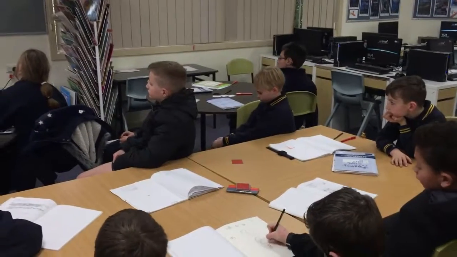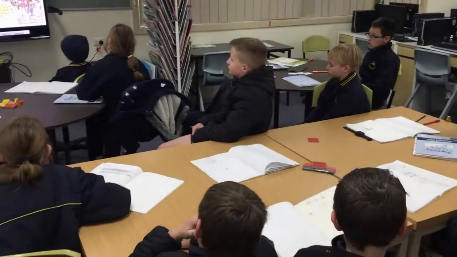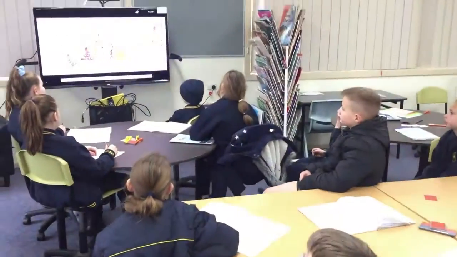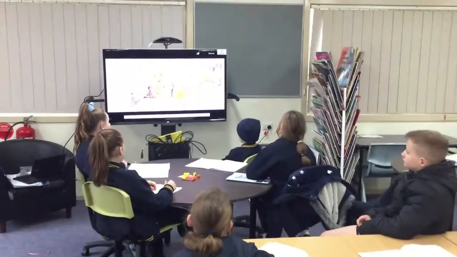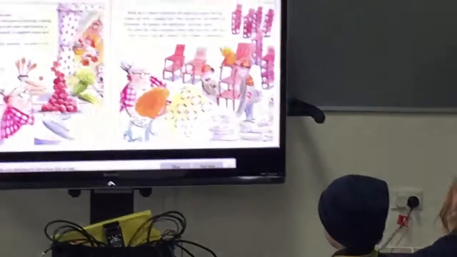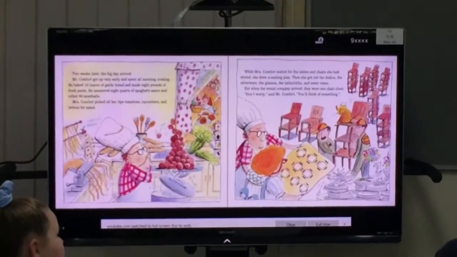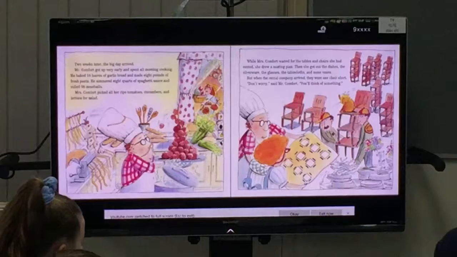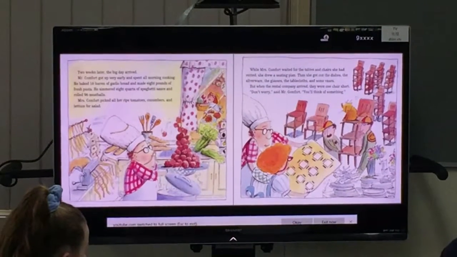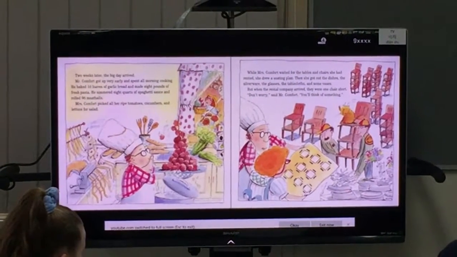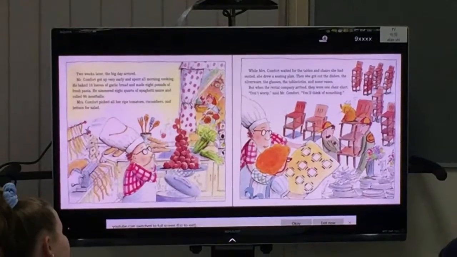While Mrs. Comfort waited for the tables and chairs she had rented, she drew a seating plan. Then she got out the dishes, the silverware, the glasses, the tablecloths, and some vases. But when the rental company arrived, they were 1 chair short. Don't worry, said Mr. Comfort. You'll think of something.